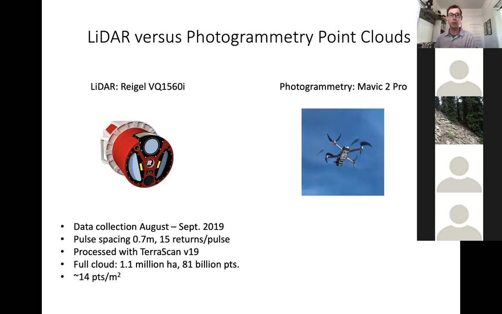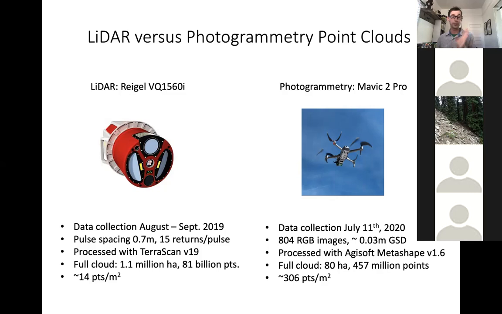And I'm going to contrast that with a structure from motion photogrammetry point cloud that I collected using a Mavic 2 Pro in Western Colorado. This data collection was done July 11th, 2020. We processed about 804 images. They have about a 3 centimeter ground sample distance, so we get essentially 3 centimeter resolution on our point clouds. We processed that with photogrammetry software, Agisoft Metashape. And the full cloud there is not quite as big as the full data set for the airborne LiDAR, but it's much denser. So the original data is 306 points per meter squared.